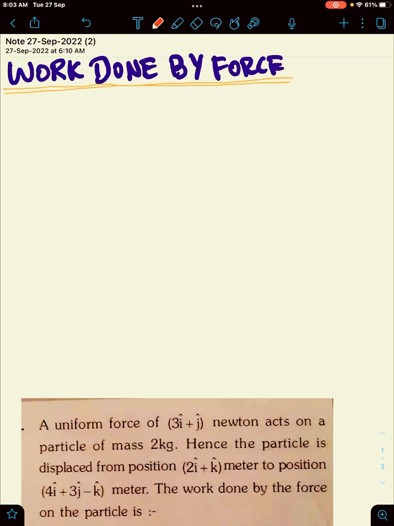Yes, there is always a confusion when it comes to work done by the force. Which force? Is it a constant force or a variable force? And if it is a constant force or a variable force, how to find out work done?